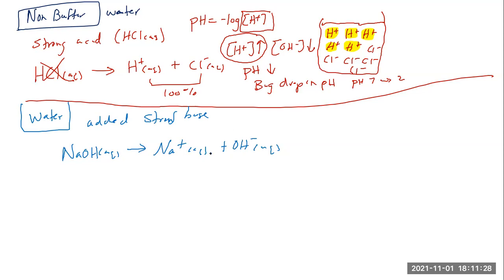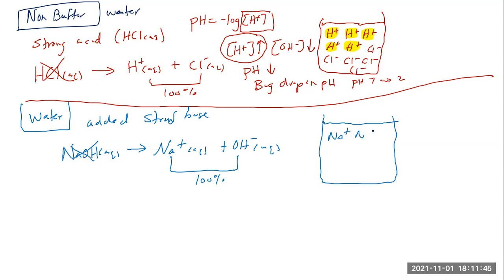And again, here we would have 100% these guys in solution, none of these guys together. So if we visually sort of drew it here, hypothetically speaking, we would have a lot of sodium ions floating around. And we obviously would have a lot of hydroxide ions floating around. And again, the same idea here. We have just created a lot of free OH minuses in that solution.